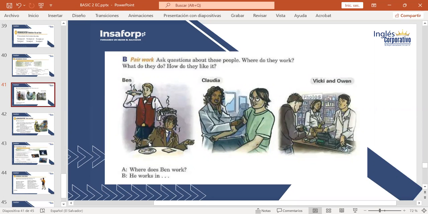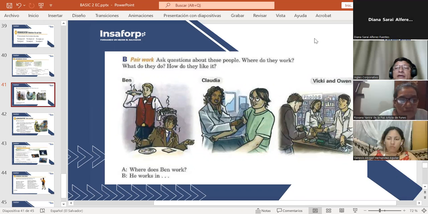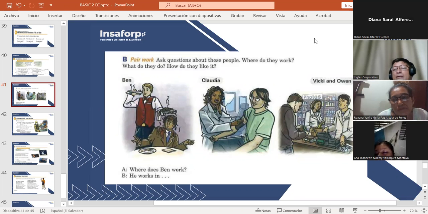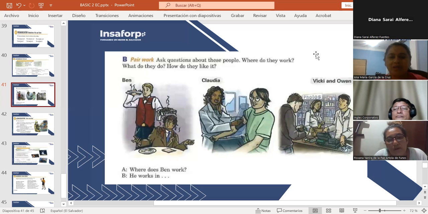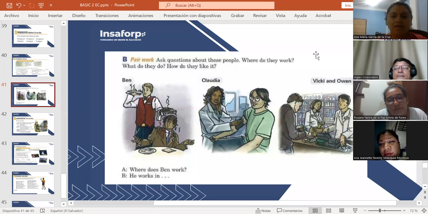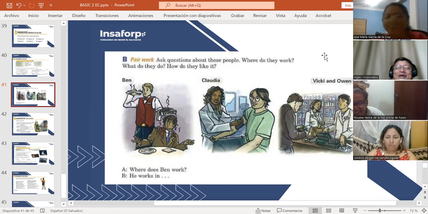Okay, where does Ben work? He works in the restaurant. In a restaurant. Thank you. Vamos a ver, Diana. In a restaurant. Ana Maria, where does Claudia work? Claudia. One, two, three, four, five, six. She works at a hospital. Gracias, Roxanne, but let's give a chance to your partners. Thank you, Roxanne. You are very kind, okay?